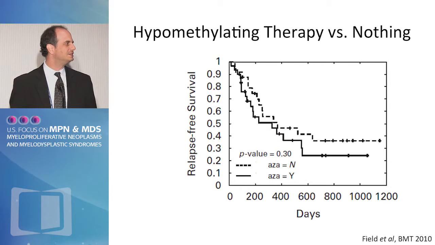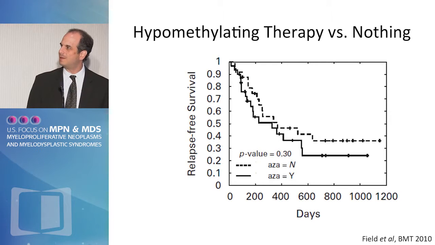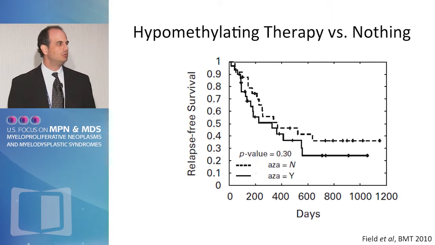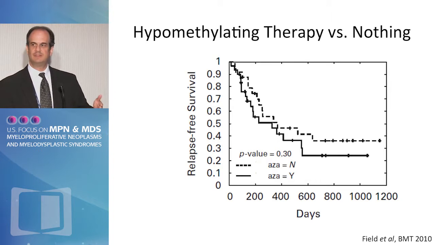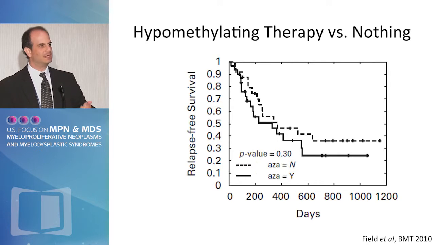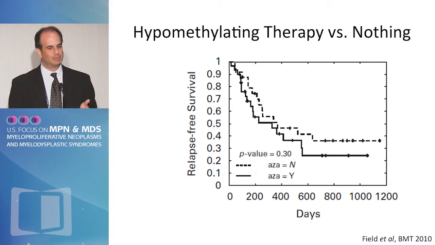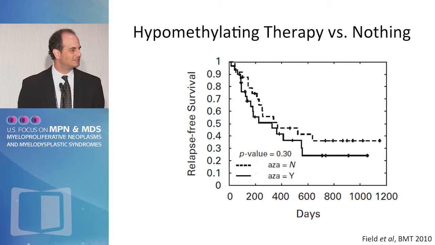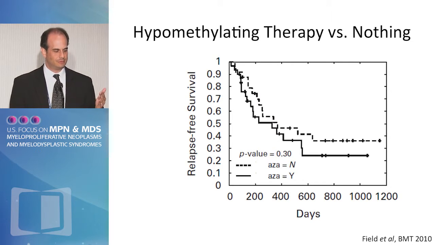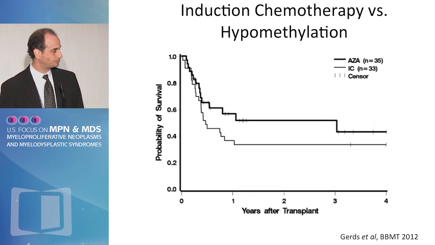But of course, there is inherent bias here. The clock started at the time of transplantation, and we don't know which patients received azacitidine therapy and then did not make it to the transplant unit because they progressed, because they became too ill, et cetera. And so again, looking at data like this does not give you the full picture of whether there are, in fact, differences between outcomes.